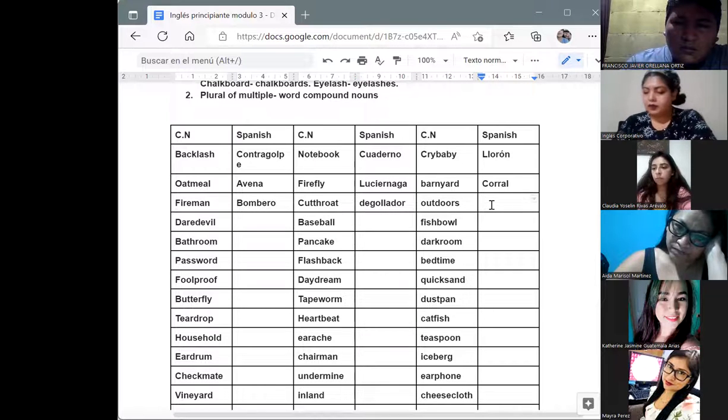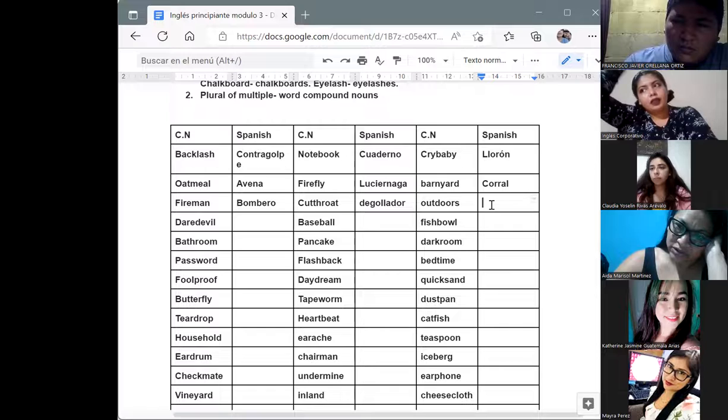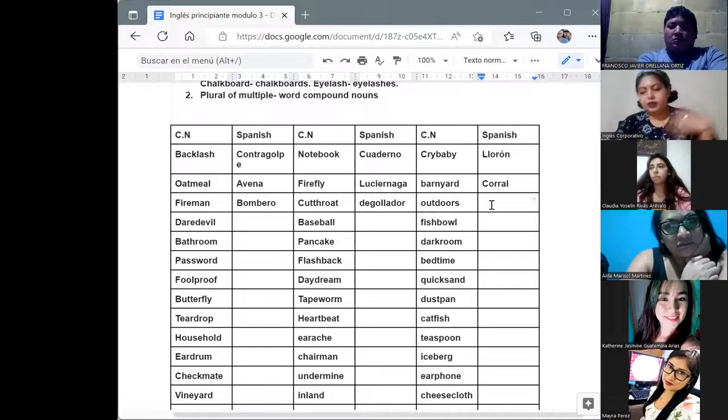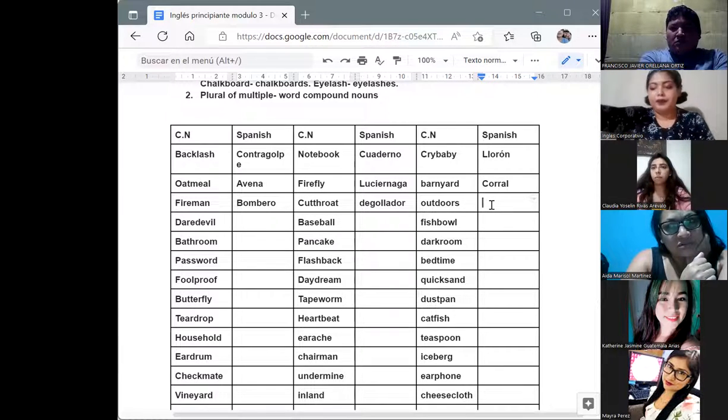Outdoors. Puerta trasera. Puerta detrás. Si estamos hablando de una puerta, ¿para dónde va a dar esa puerta? Para afuera. Entonces le llamaríamos a esto salida de escape. No, le llamaríamos el exterior o al aire libre. Outdoor significa afuera. So, en este caso le vamos a poner exterior.